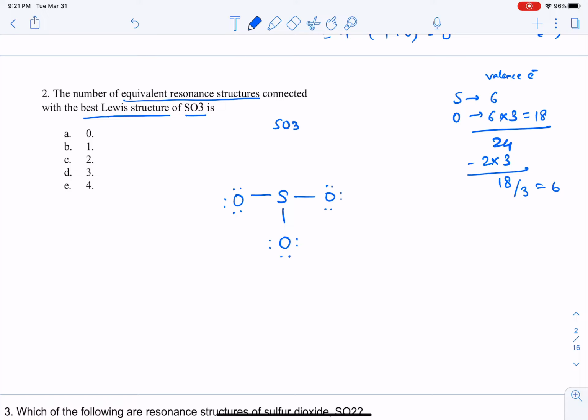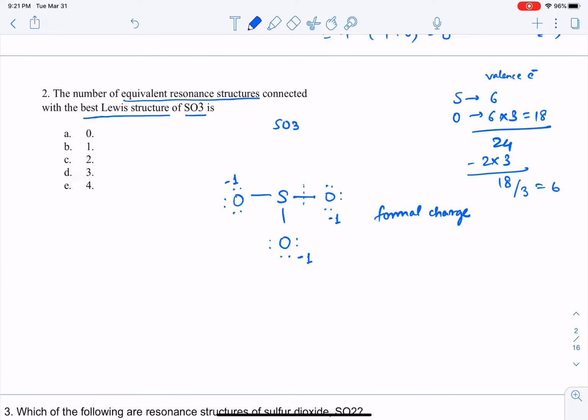We can see that S does not have an octet here, it has only 6 electrons, but oxygen is satisfied. But there's another thing. If you check the formal charge on each one of them, you will see that oxygen right now has 7 electrons, so 6 from the lone pairs and 1 from the bond, so indirectly it has -1 formal charge. Similarly, the other oxygen also has -1 formal charge.